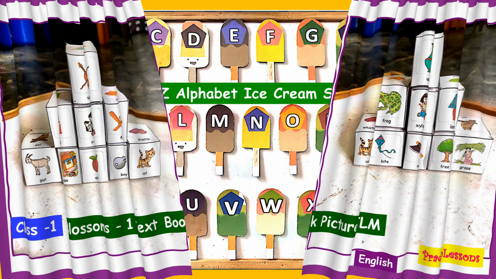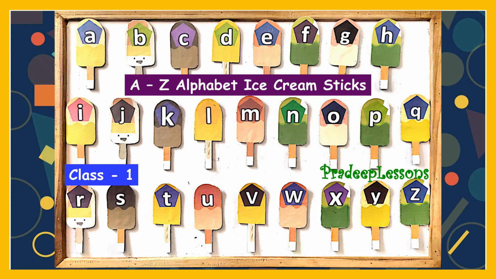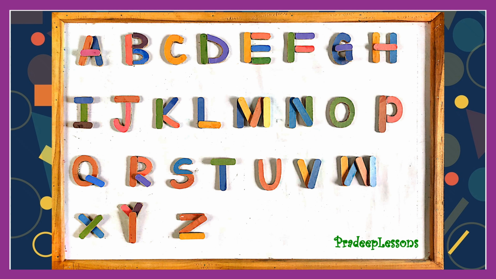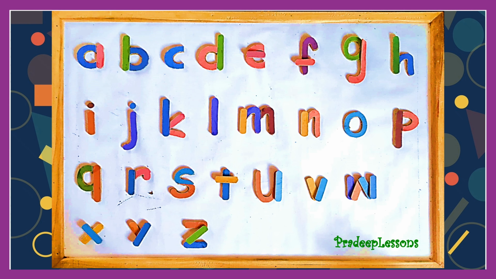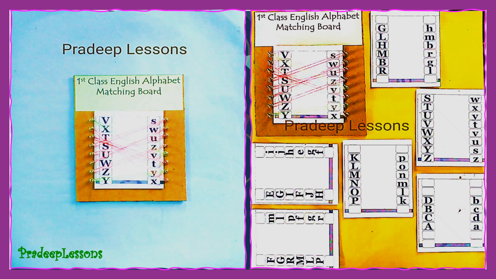This is A to Z alphabet ice cream sticks for capital letters. In the same way, I prepared ice cream sticks for small alphabet. Now we are watching capital A to Z alphabet. It is for strokes. How to write English alphabet by using strokes. This is small alphabet. To write small alphabet, next my TLM is about matching alphabet.